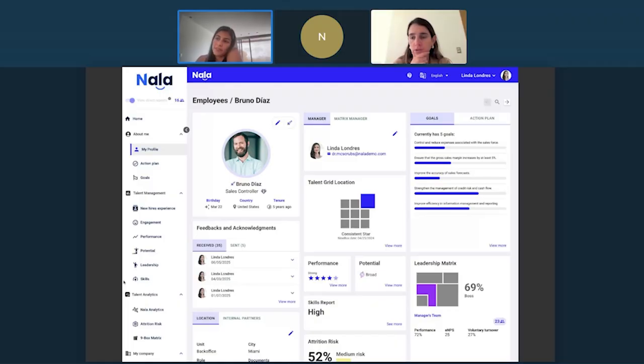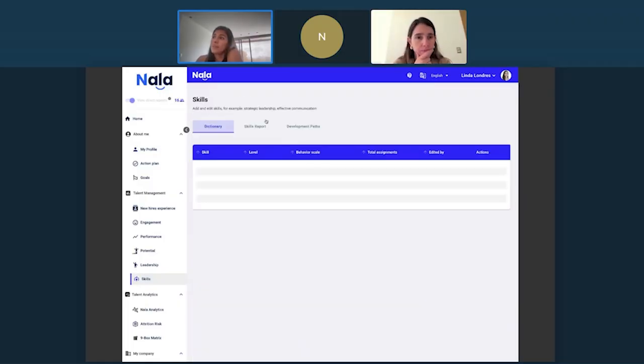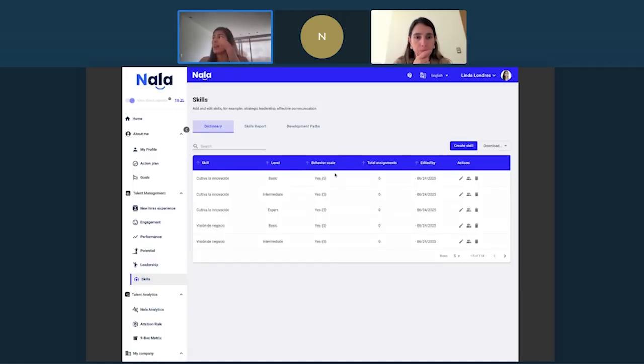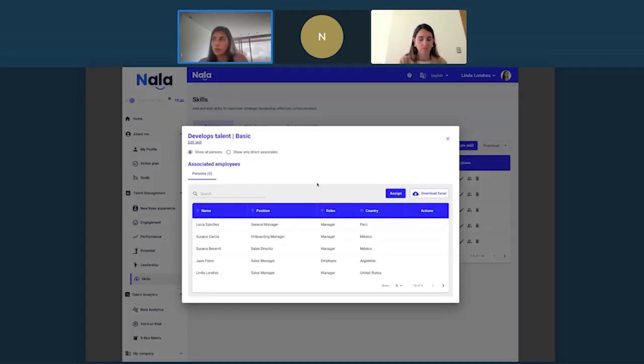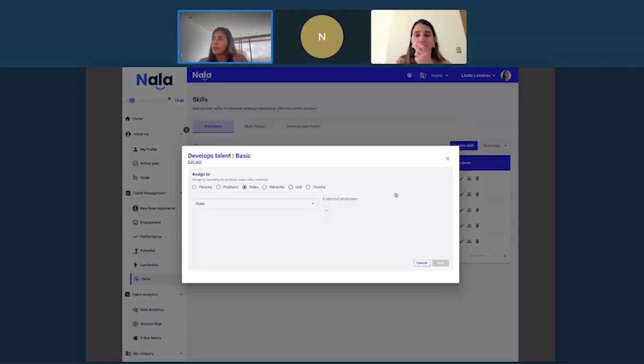The first thing is that we always have a skills dictionary. It is already in the platform if you want to use it, and you just start assigning it to specific positions. But you can also create your own, and it's very easy to assign this to specific people. I can do it by roles.